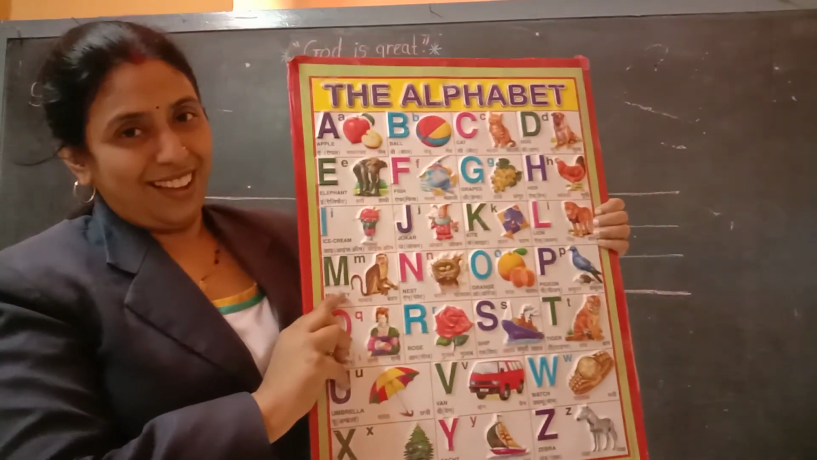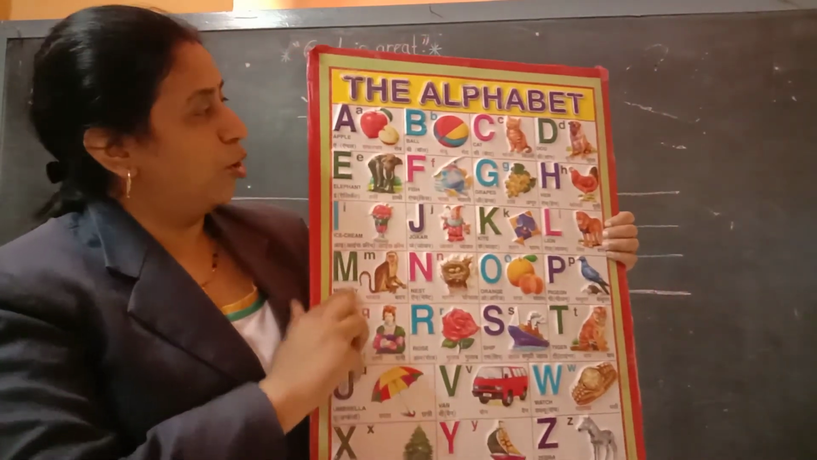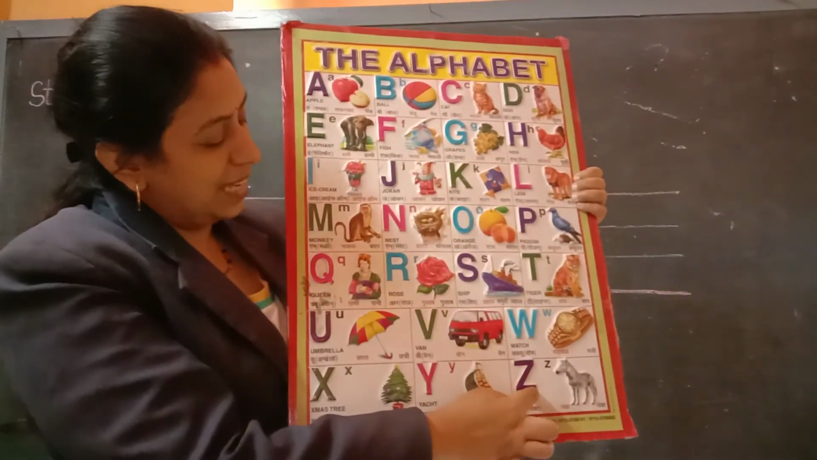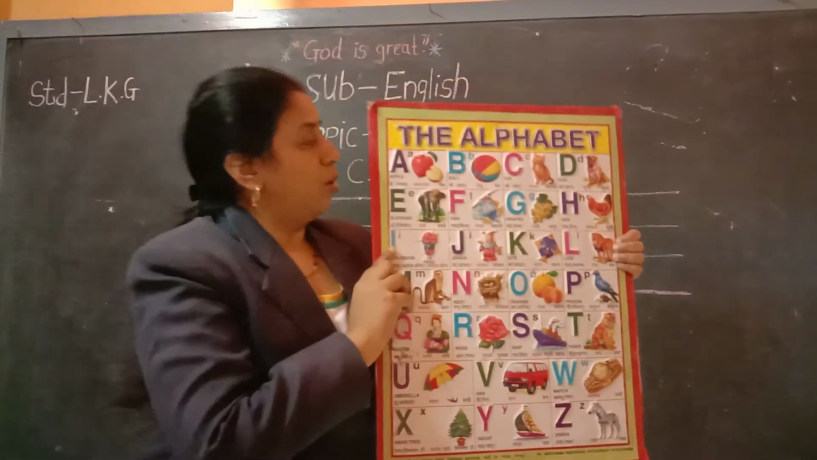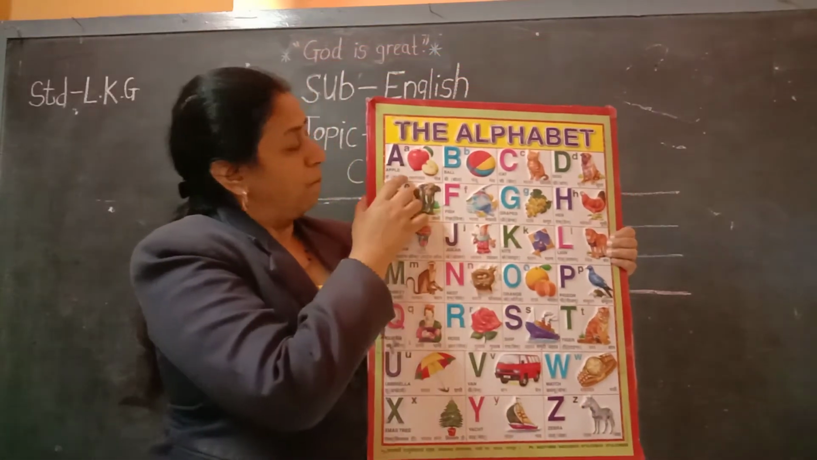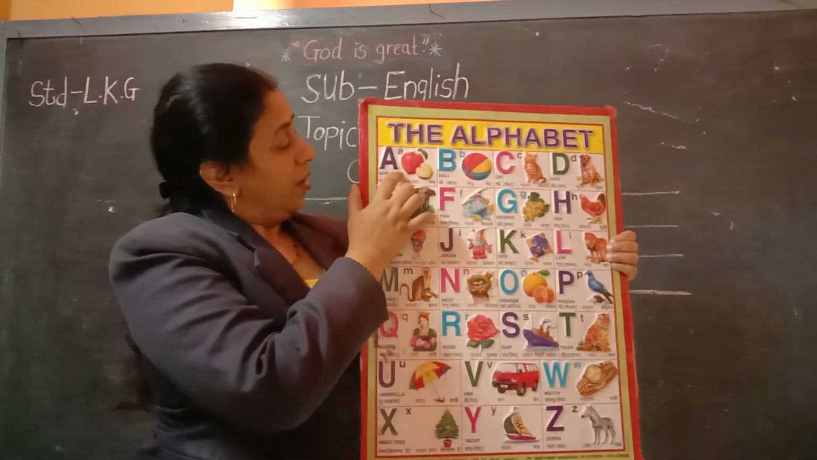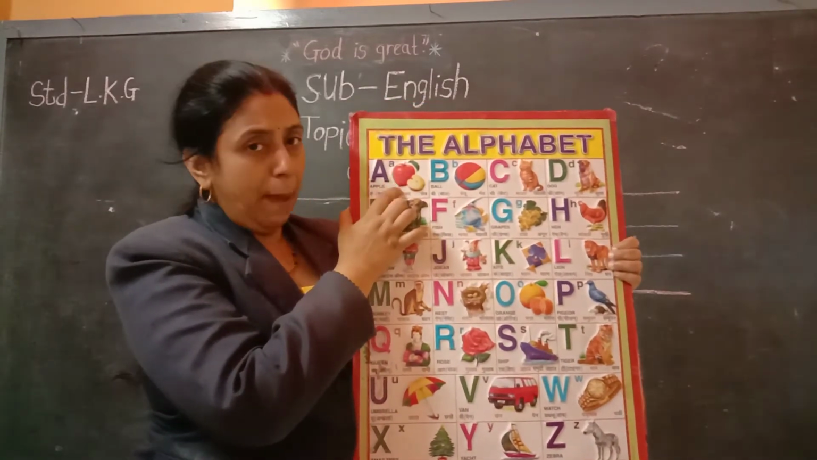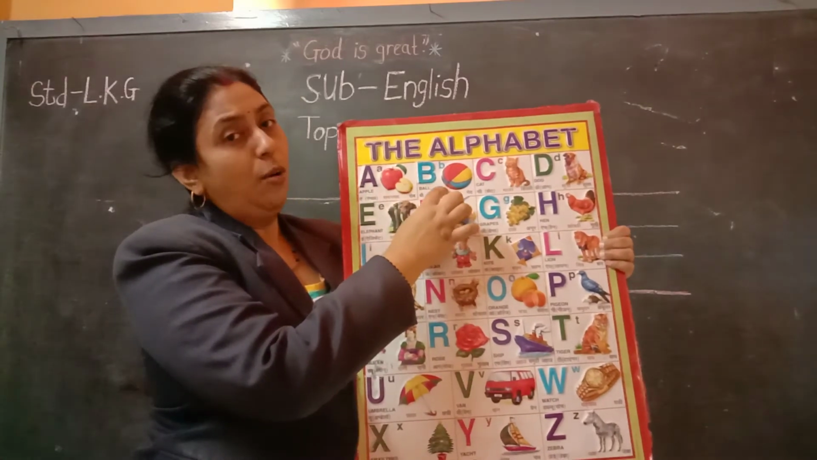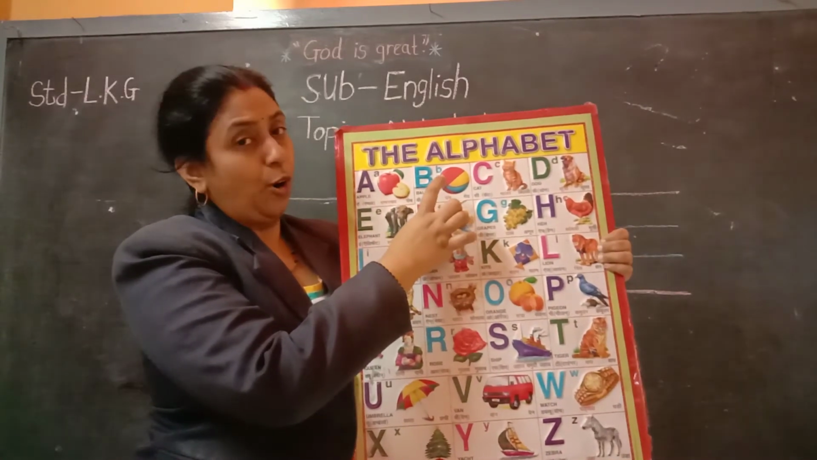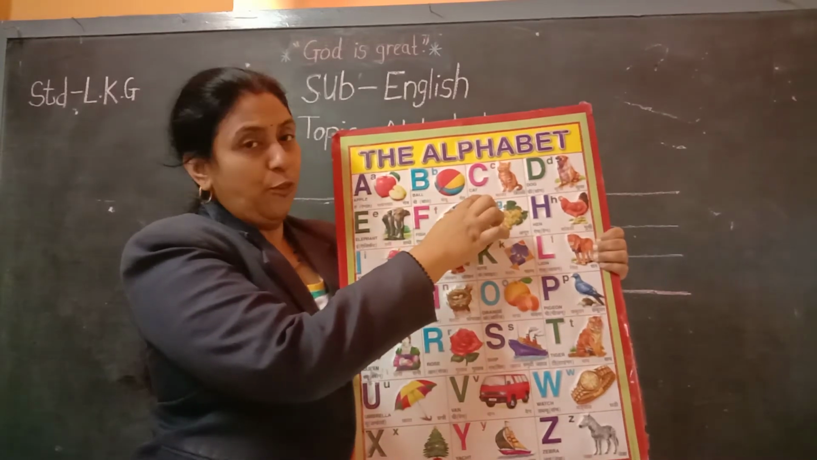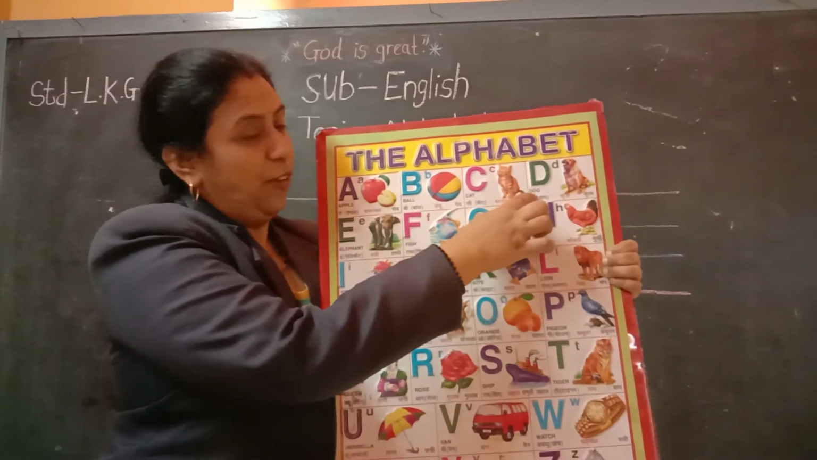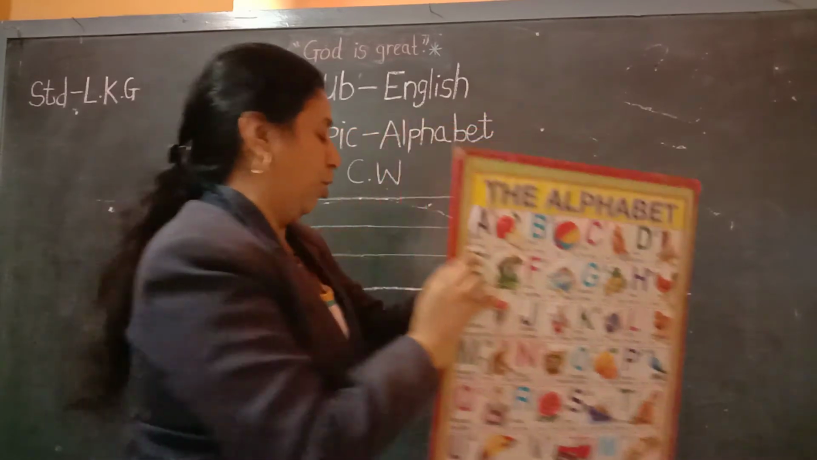What is this? Alphabets. Very good. A to Z. Then now read these alphabets. Read this. A for apple. B for ball. C for cat. D for dog. Very good.